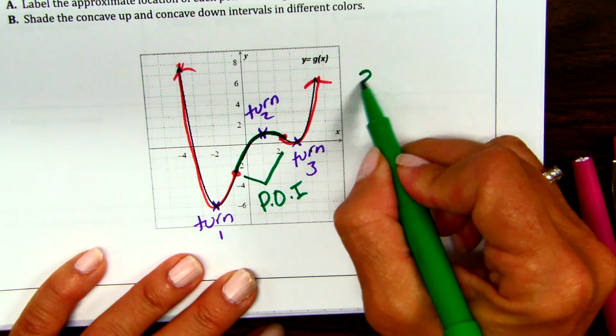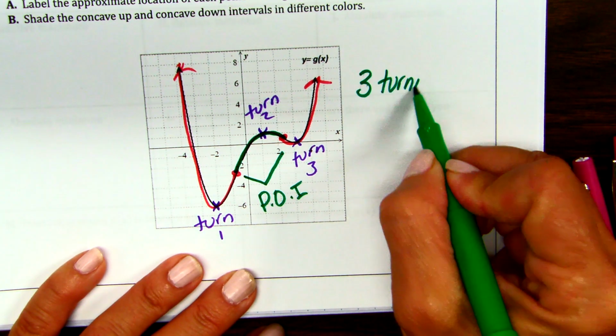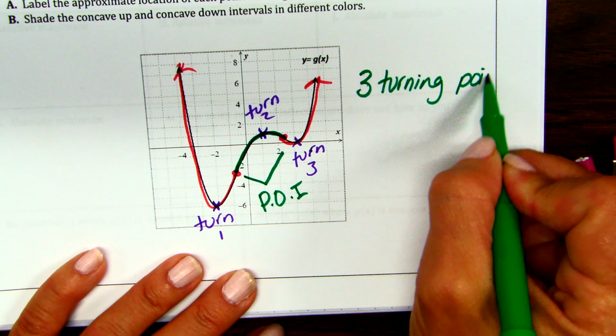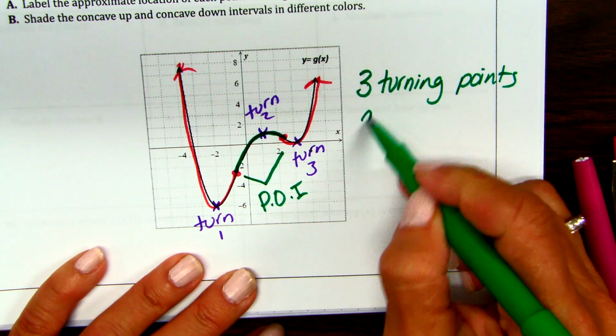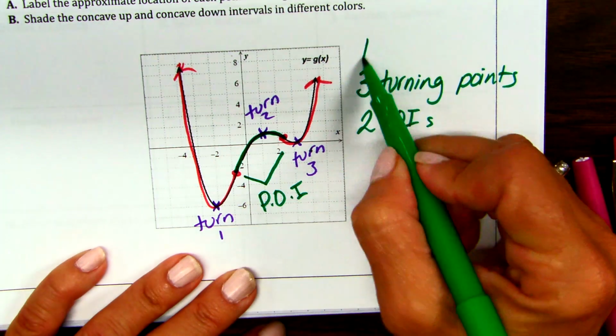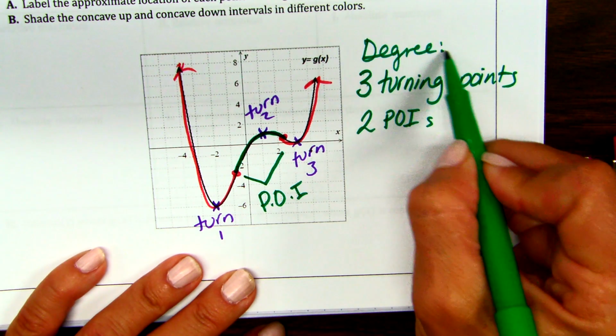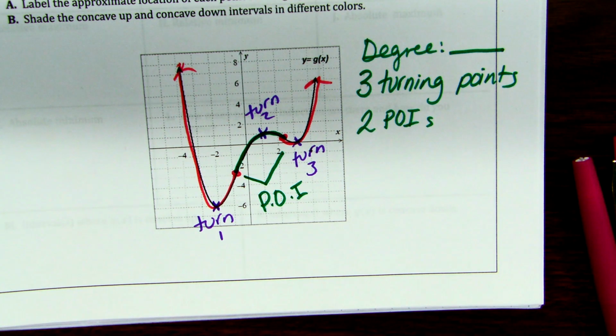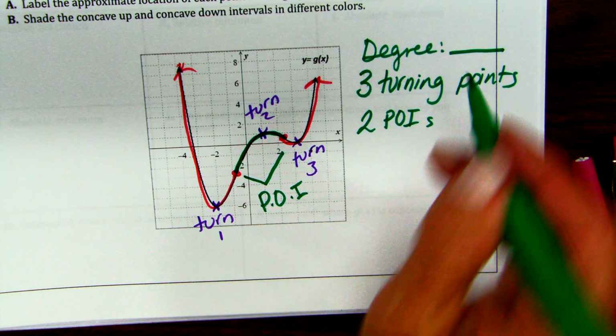So we have 3 turning points, 2 POIs. Let's take it a step further from what we learned yesterday. Anybody remember what the degree would be if we have 3 turning points? 4. Go the other way.